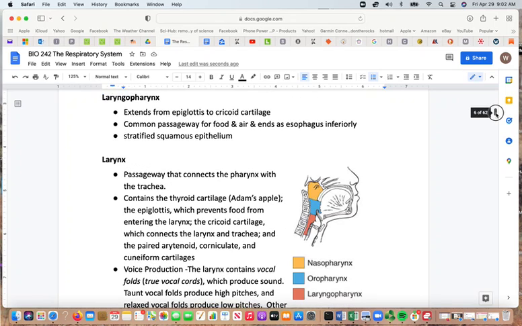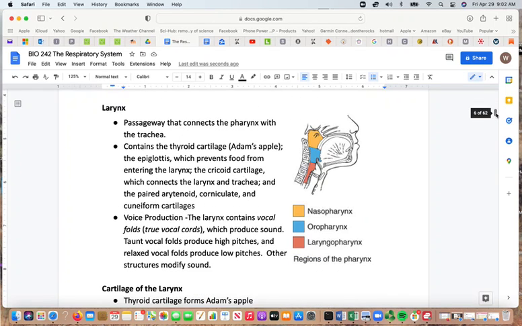And then your larynx is a passageway that's going to connect the pharynx and the trachea. So here you'll have the thyroid cartilage or Adam's apple, the epiglottis. The epiglottis is going to prevent food from going into the larynx. The cricoid cartilage that's going to connect the larynx and trachea, and the arytenoid, corniculate, and cuneiform cartilages. So this color code's showing the different regions of the throat there.